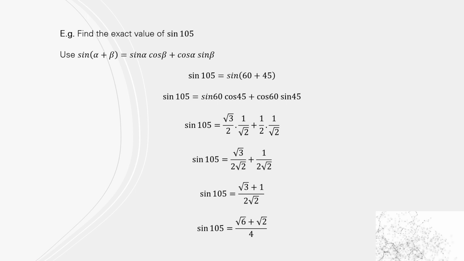That gets you root 3 on 2 root 2 plus 1 on 2 root 2, which gets you root 3 plus 1 over 2 root 2. Rationalising the denominator, you get root 6 plus root 2 over 4.